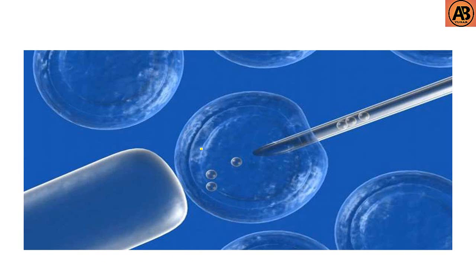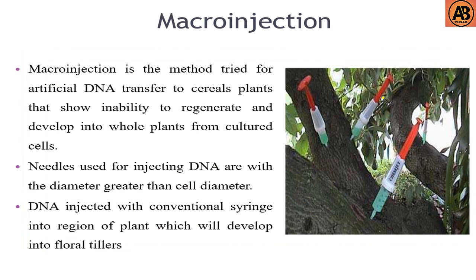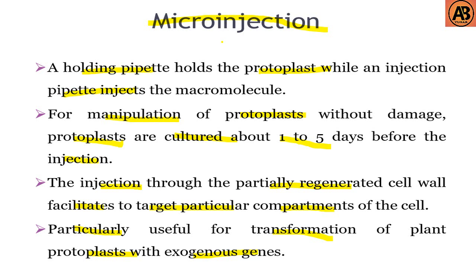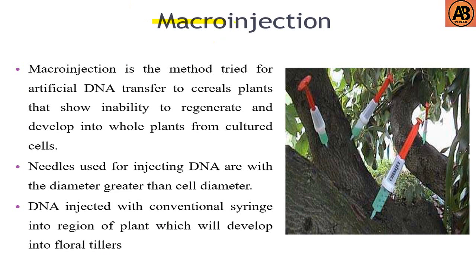Here you can see the microinjection and macroinjection. Macroinjection is an immediate method tried for artificial DNA transfer to cereal plants that show inability to regenerate and develop into whole plants from cultured cells. Needles used for injecting DNA have a diameter greater than the cell diameter. DNA is injected with a conventional syringe into the region of the plant which will develop into floral tillers.